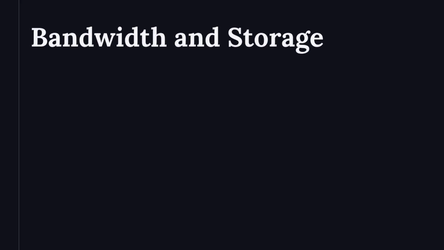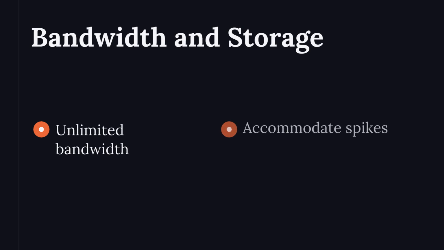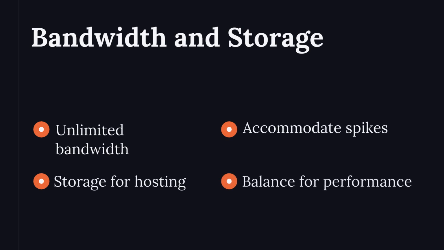Bandwidth determines data delivery capacity to visitors. Opt for unlimited bandwidth to accommodate traffic spikes. Storage affects how much content you can host. More storage means more text, images, and databases. Balance bandwidth and storage for optimal performance.